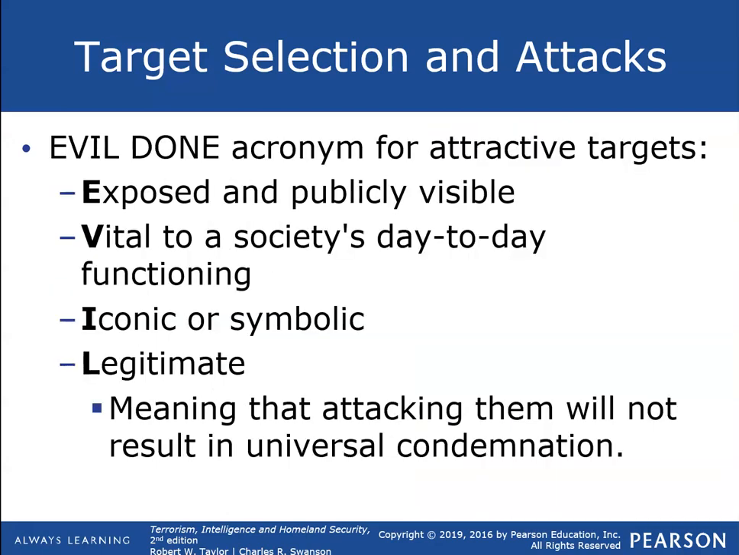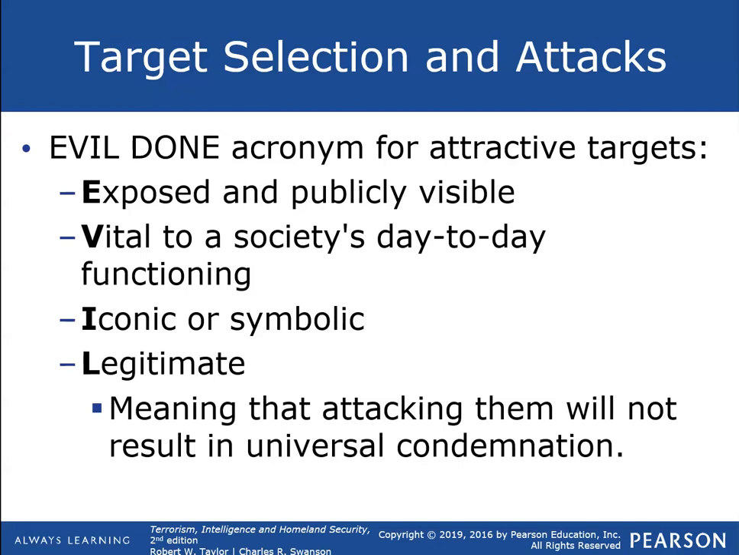And then a couple of authors, Clark and Newman, have come up with a very interesting acronym. It's called EVIL DONE, two separate words, to identify the characteristics that make a target attractive to terrorists. So attractive targets are, and we're going to use this EVIL DONE. So we look at E, exposed and publicly visible. Damage done to hidden targets really doesn't produce any visually compelling images for the news media, right?